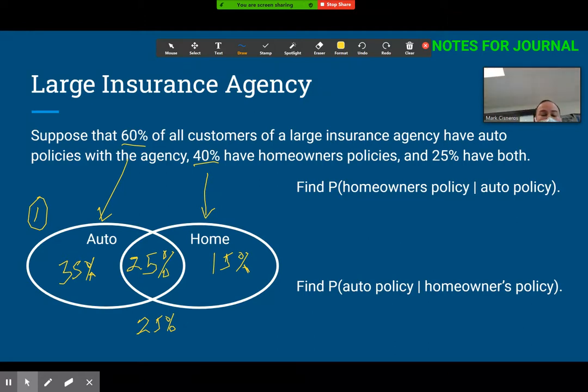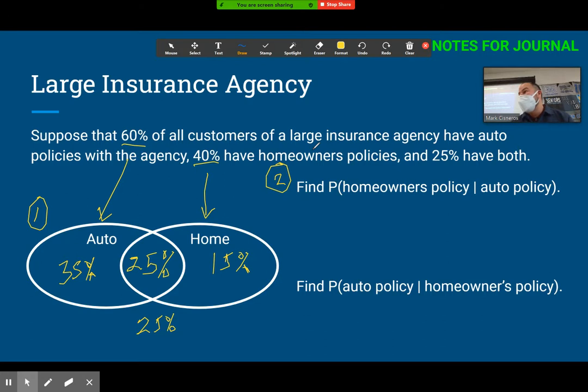All right, label this number 2. Write down, this is what we're going to find: the probability of having a homeowner's policy given that they already have an auto policy. If you want to abbreviate this, just put P home / auto. Okay, P home / auto.